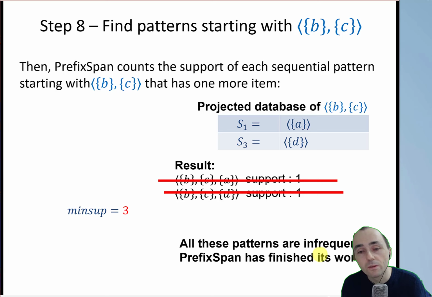Also, another reason why PrefixSpan is good, as I said before, is because it will only look at the patterns that appear in your data. Every time we want to find the longer patterns, PrefixSpan reads the database, and because it reads the database, it can only look at the real patterns in your data. So it will not waste time looking at patterns that don't exist.